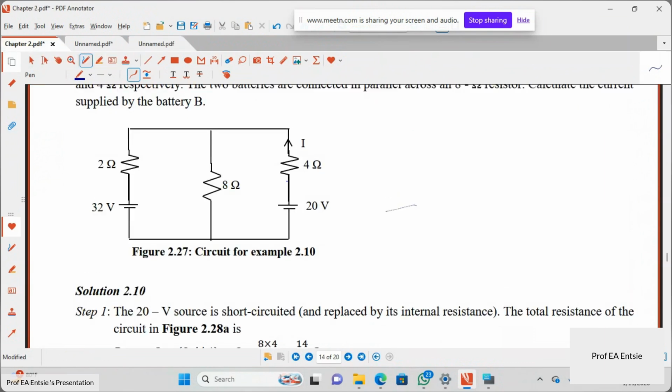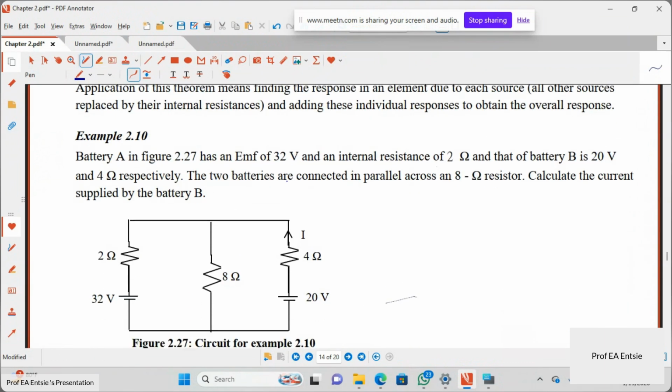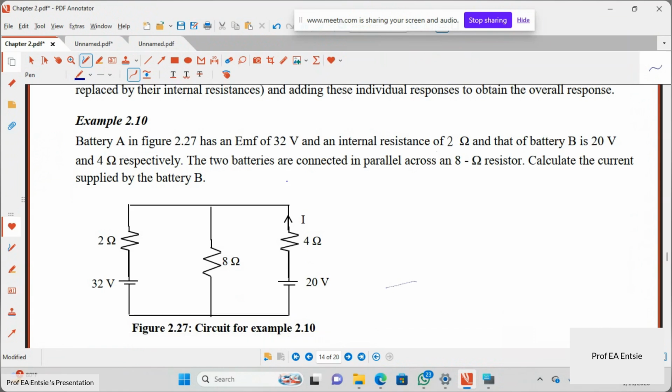So now I will not waste much time. I will just come here. This is the example that I'm going to consider, Example 2.1. With this example, we can see that we have two sources: 32 volts and 20 volts.